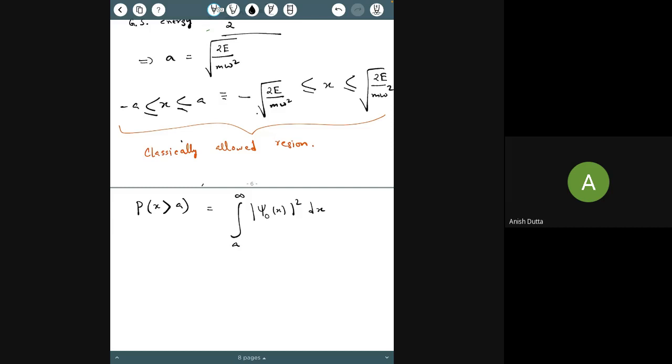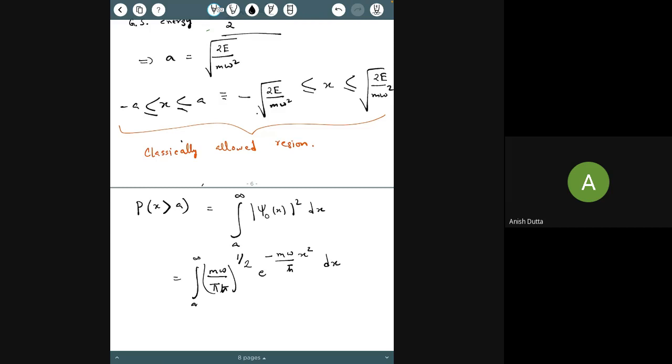So psi 0 was equal to root of 8. (mω/πħ)^(1/4) e^(−mωx²/2ħ). So this was psi 0(x). So |psi 0(x)|² means basically 1, this is half, and I can delete 2 from here. Okay, got it? dx.